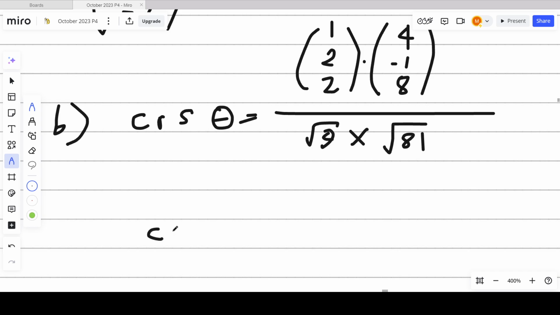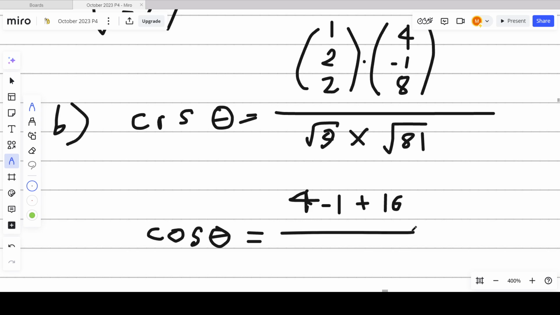Okay. So the value for cos theta would be what? Dot product means what? Only the respective components will get multiplied and then added up. That's it. So i times i, this is what? 1 times 4, this is 4. And then plus 2 times negative 1, this is negative 1, right? And then 8 times 2, this is 16.